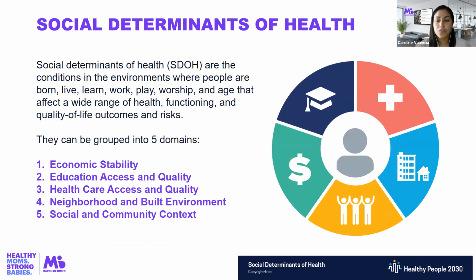So just to do an overview of the social determinants of health. What they are: the conditions in the environment where people are born, live, learn, work, play, worship, and age that affect a wide range of health and quality of life outcomes and risks. And they can be grouped into 5 major domains, including economic stability, education access and quality, healthcare access and quality, neighborhood and built environment, and social and community context.